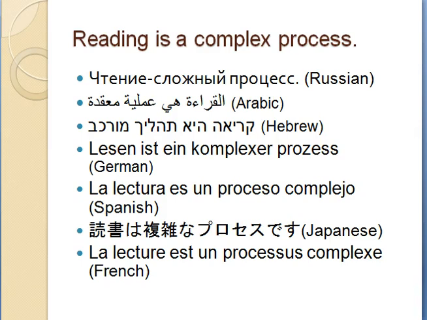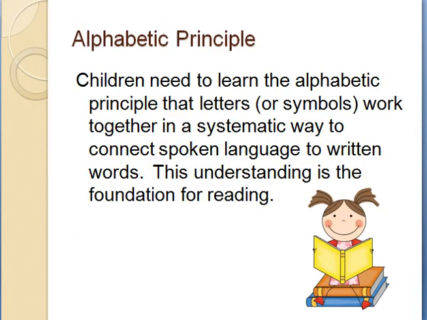So where does reading really start? Does it start with knowledge of an alphabet and the alphabetic principle? The alphabetic principle is basically that letters or symbols work together in a systematic way to connect spoken language to written words. This understanding is the foundation for reading, but actually the ability to read begins even further back than this understanding, that all those funny squiggles and lines actually mean and represent sounds and words.